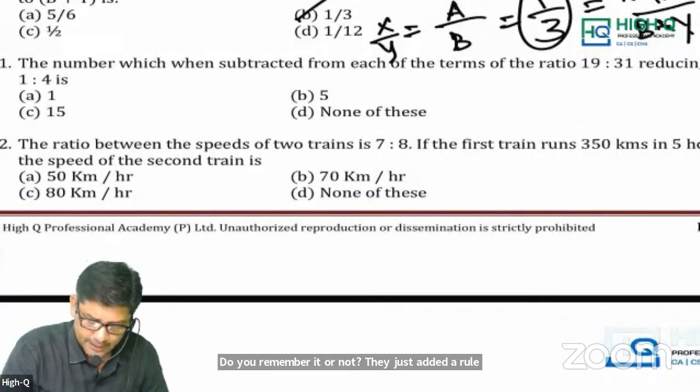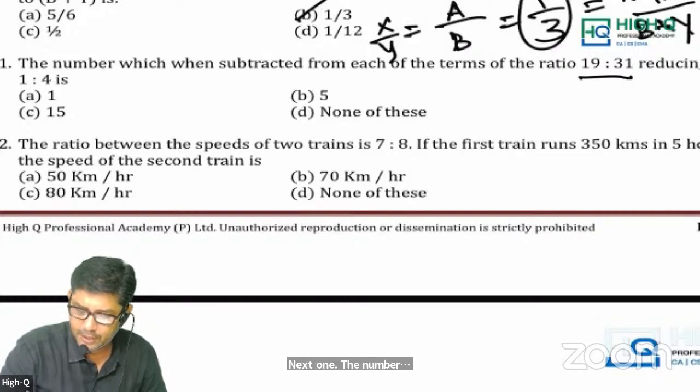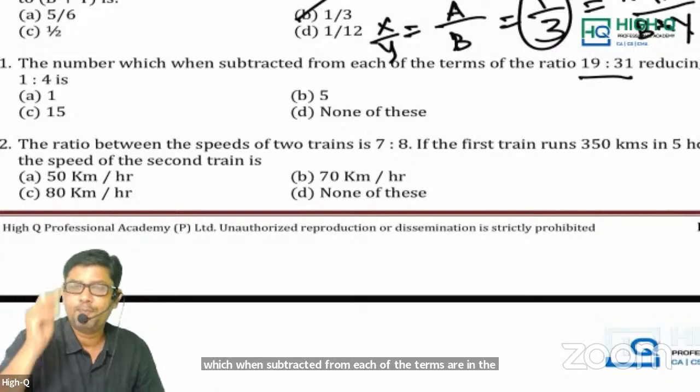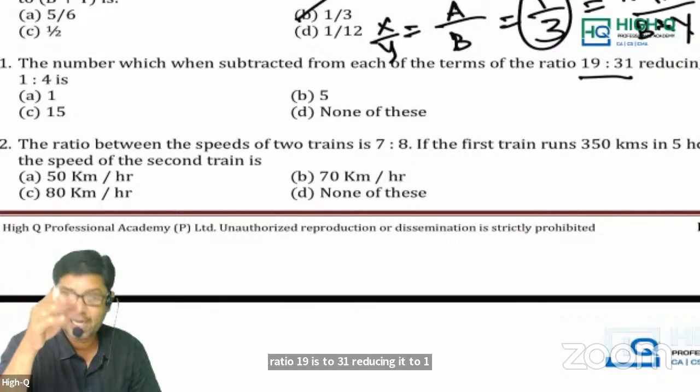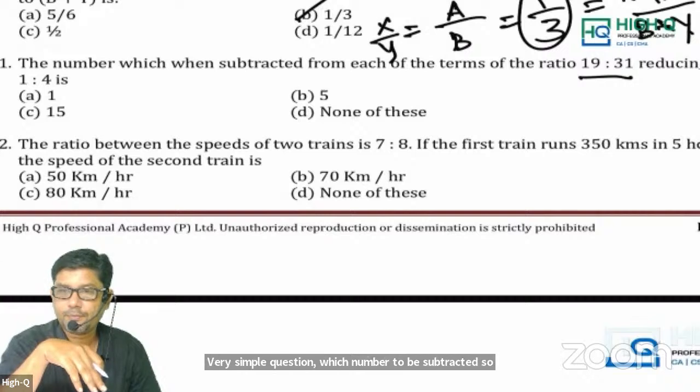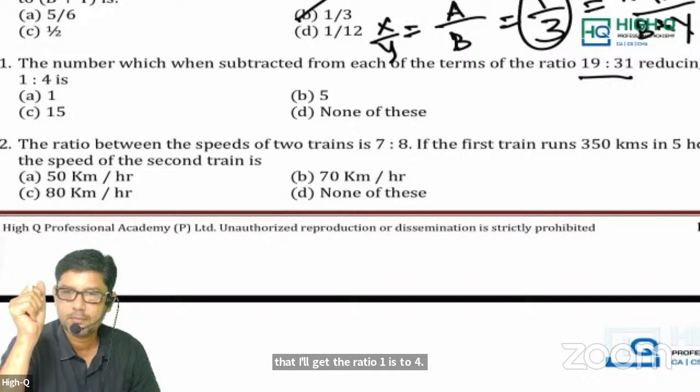Next one. The number which, when subtracted from each of the terms of the ratio 19 is to 31, reduces it to 1 is to 4. Very simple question. Which number is to be subtracted so that I'll get the ratio 1 is to 4? Which number should be subtracted?